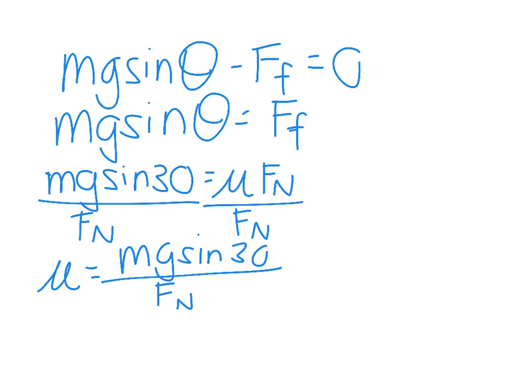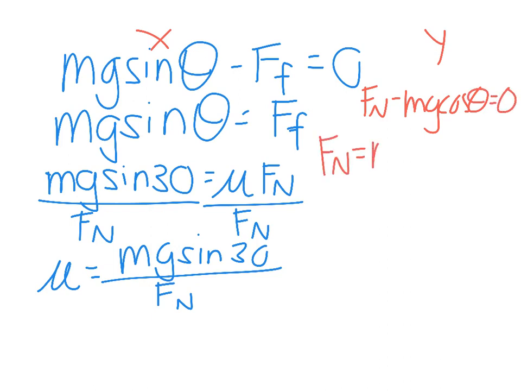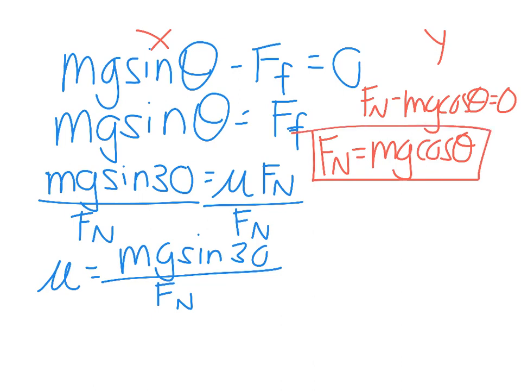Now I actually don't know force normal yet, so let's go to the y direction and let's solve. So in my y direction, I'll label this y and x. There we go. In my y direction, I have force normal minus mg cosine theta equals 0. So if I solve for force normal, I'm going to get mg cosine theta. So this is really interesting. My force normal is not actually equal to gravity. It's equal to a component of gravity. This is huge for us. Let's substitute this in.